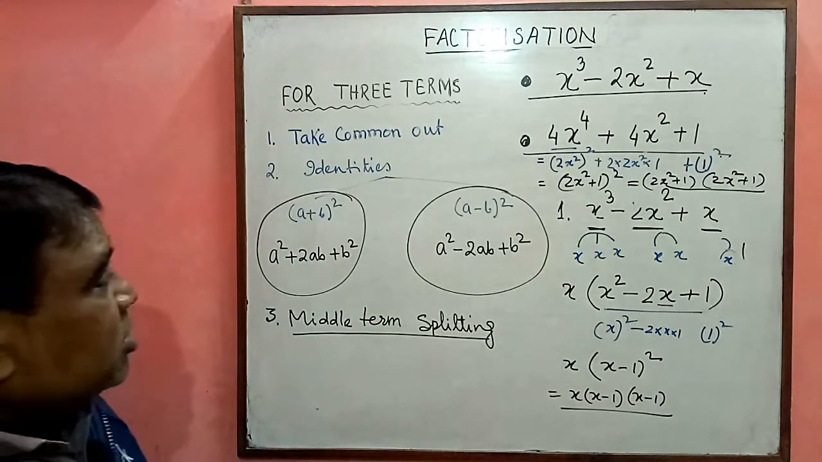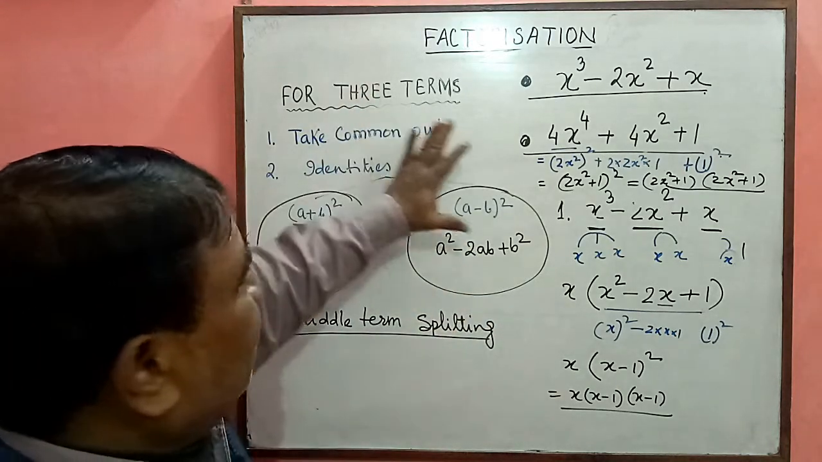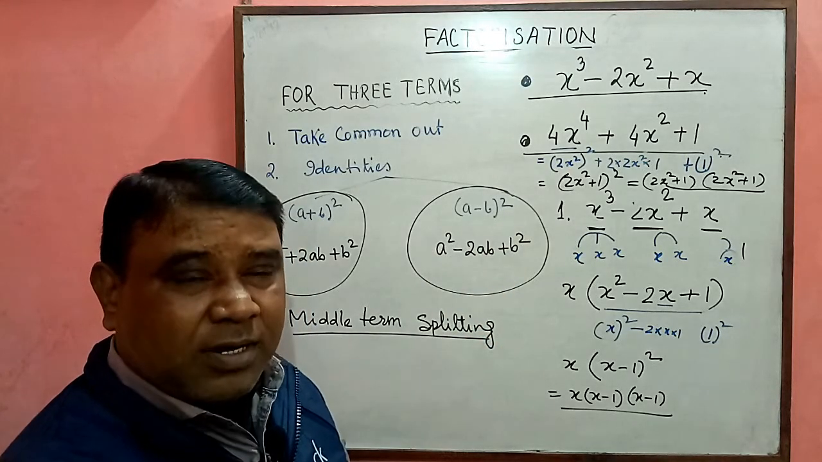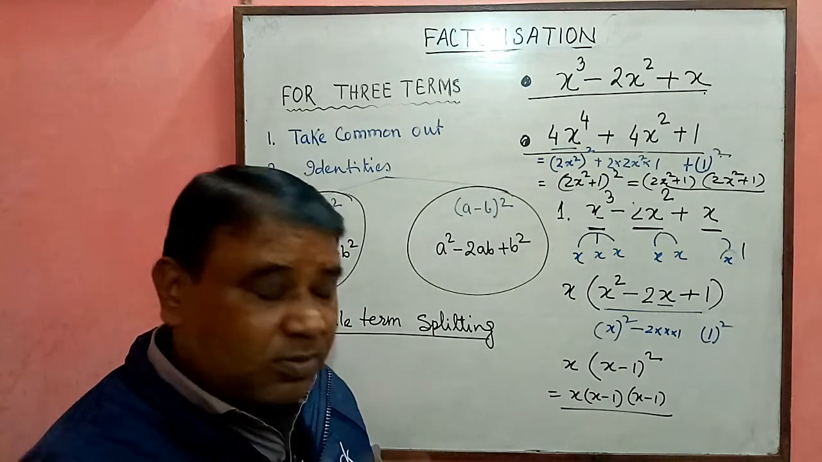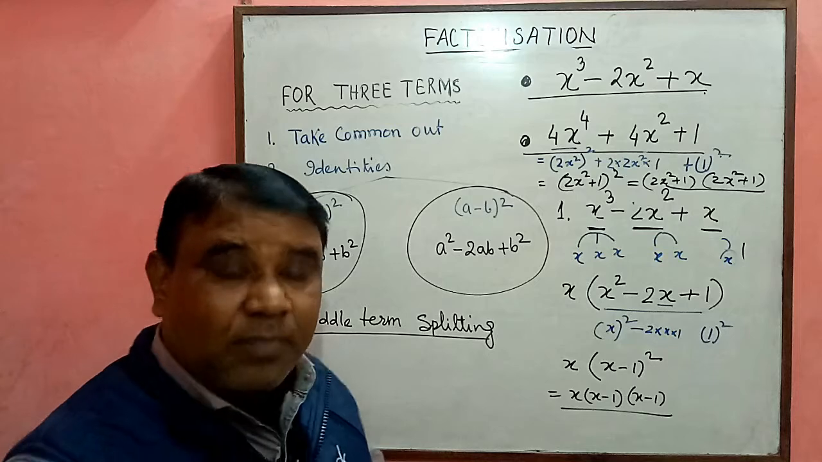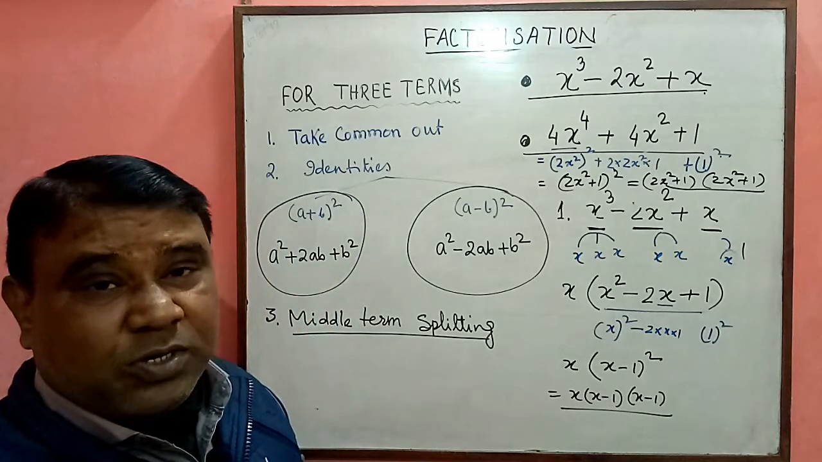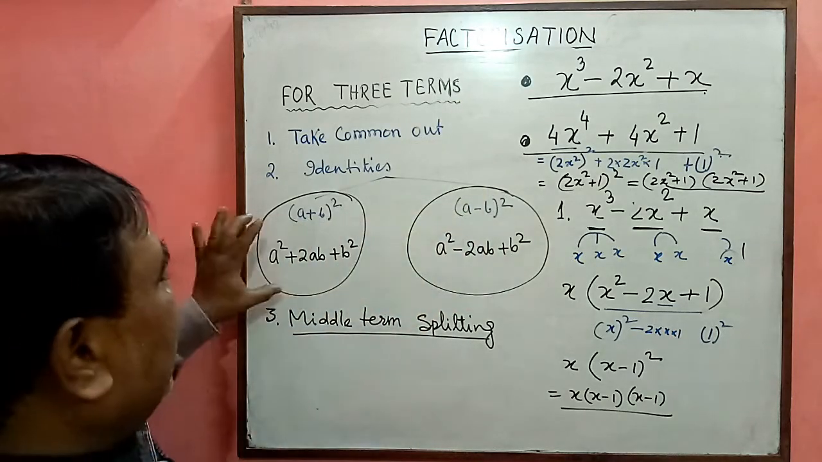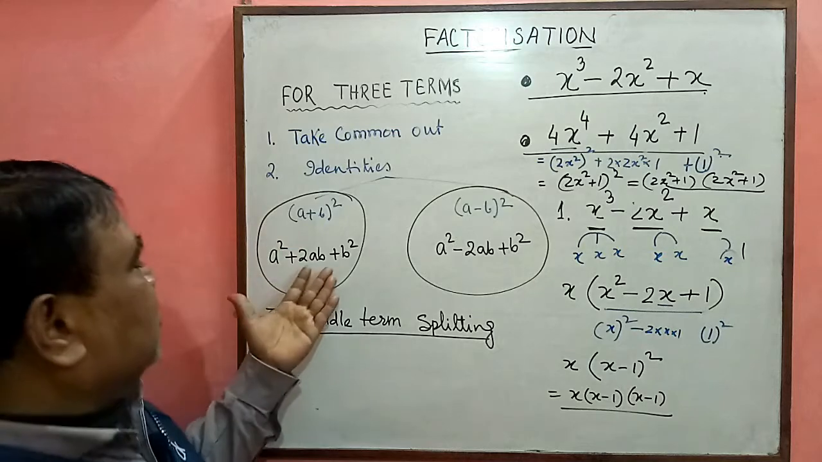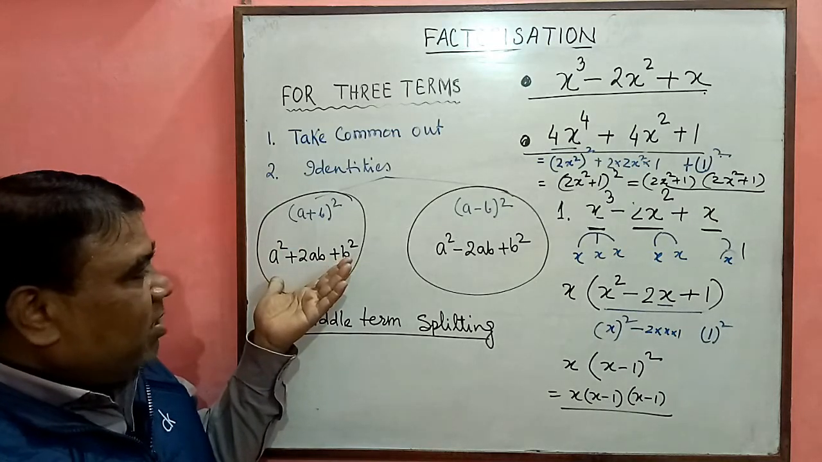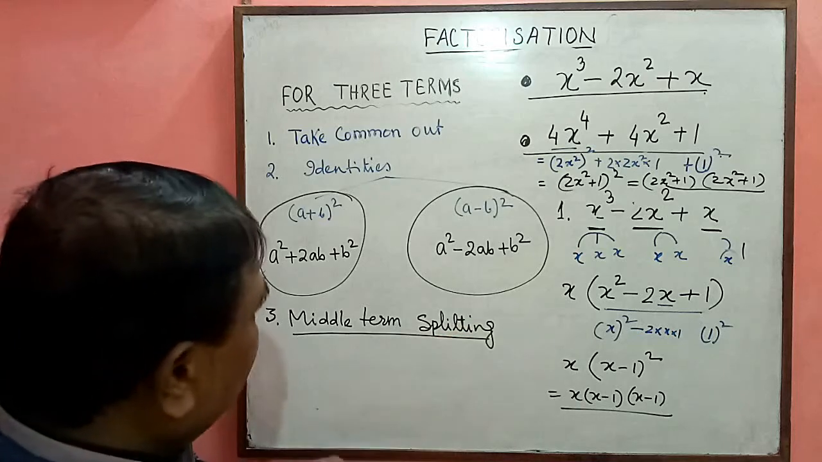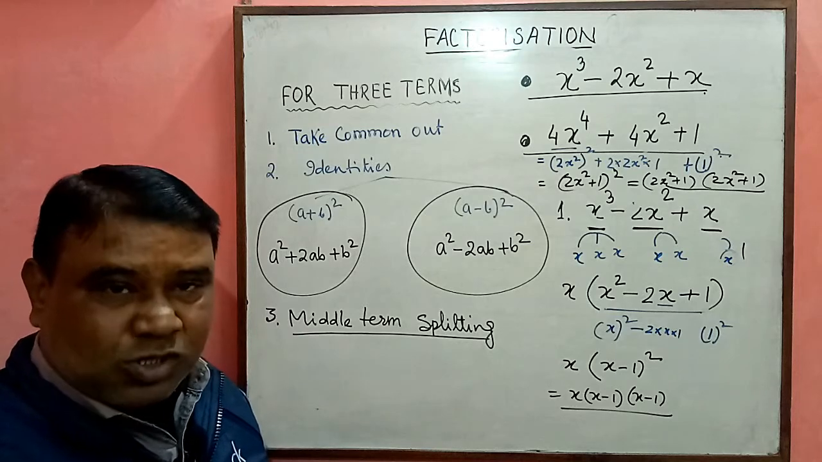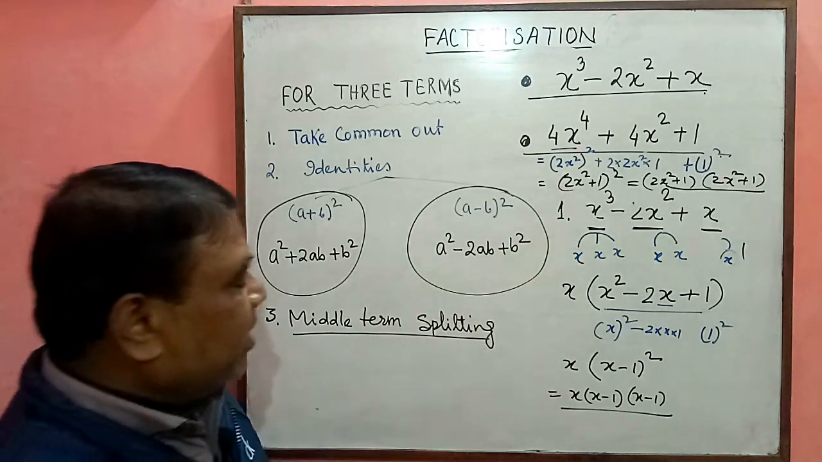Now I have discussed two terms. There is another method: for two terms, first take common out, then go for the two identities if possible, a square minus b square, which is (a minus b)(a plus b). And here, three terms. For three terms we have identities like a perfect square. Any terms that can be expressed in the form a square plus 2ab plus b square or a square minus 2ab plus b square will be converted into a perfect square. A perfect square has two equal factors. So this way we have factorized.